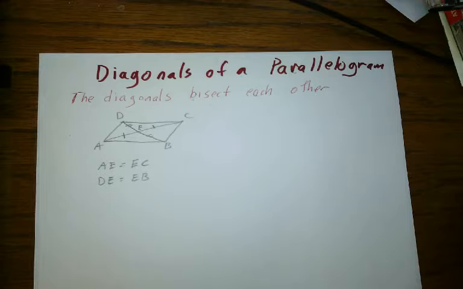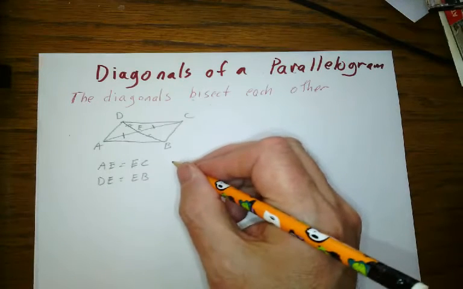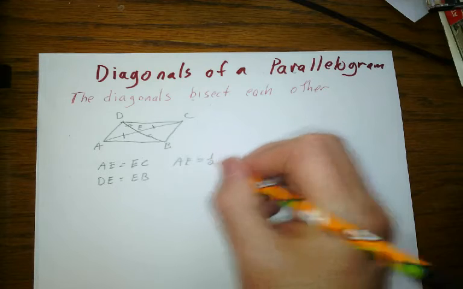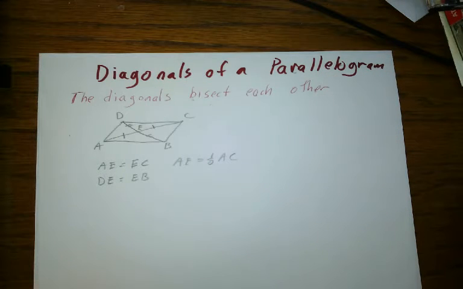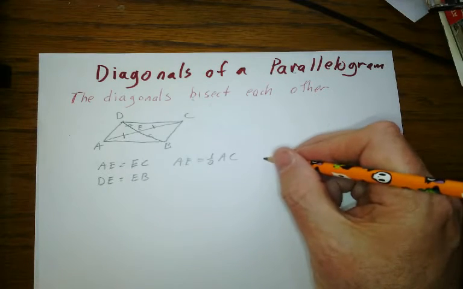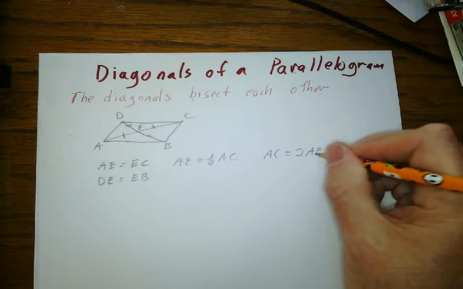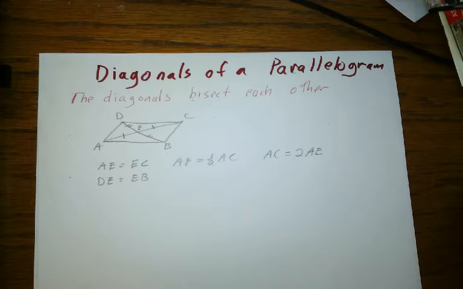Now, saying that it cuts in half could also be stated that AE is equal to half of AC. And another way to say the same thing is that AC is double AE. Double means multiply by 2. So when you're given these type of problems involving the diagonals, what you have to do is check. Are you given half of the diagonal or are you given the whole diagonal?